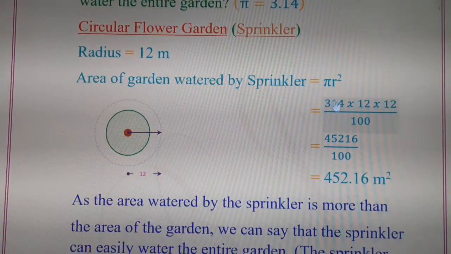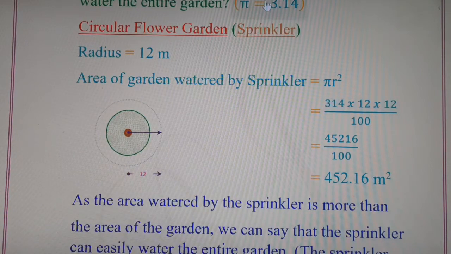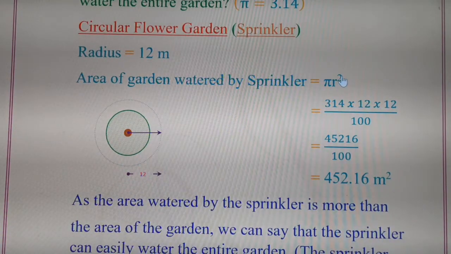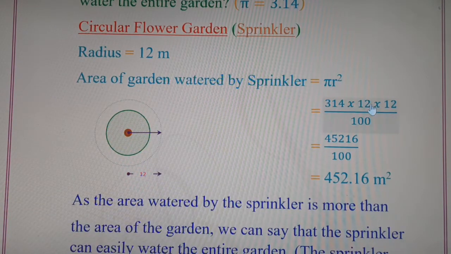Pi r square, where pi's value we have to substitute as 3.14. So instead of 3.14, we'll write it as 314 upon 100. Now the radius is 12 and we have to multiply it 2 times because radius square means r has to be multiplied with itself 2 times, r into r. R into r means 12 into 12 we have to do. So 314 into 12 into 12 upon 100. This 100 is because the value of pi is 3.14, and when we remove the decimal point we have to write it as 314 upon 100.